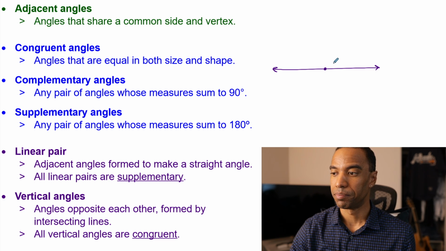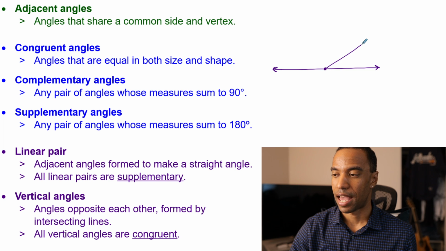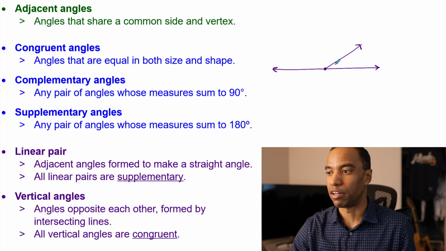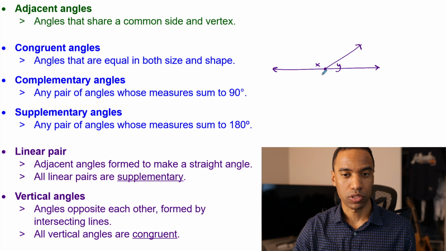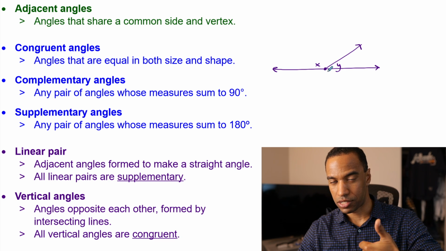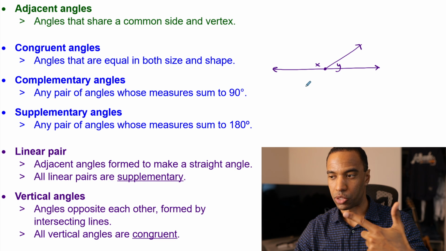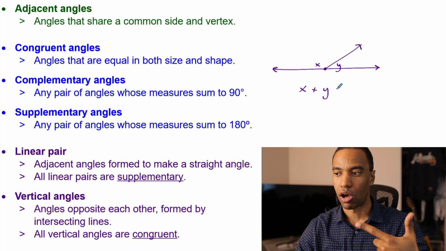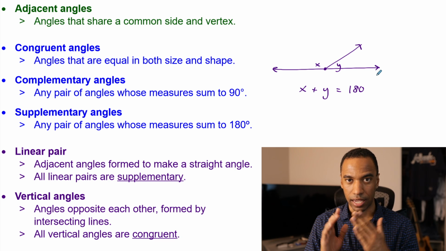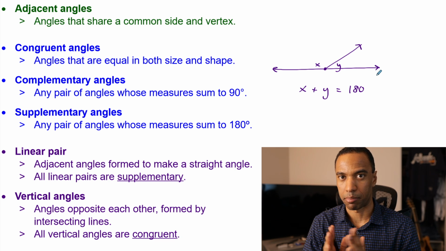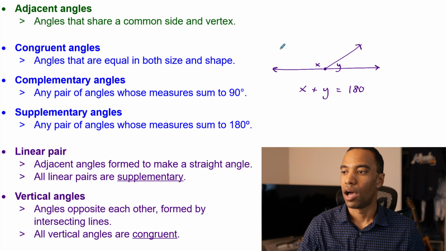When you have a straight angle that has two adjacent angles formed within, again x and y, you have what's called a linear pair. They are adjacent and they are supplementary, therefore they're a linear pair. All linear pairs are supplementary. Now, again, they have to be adjacent, they have to be supplementary. Boom, they're a linear pair.